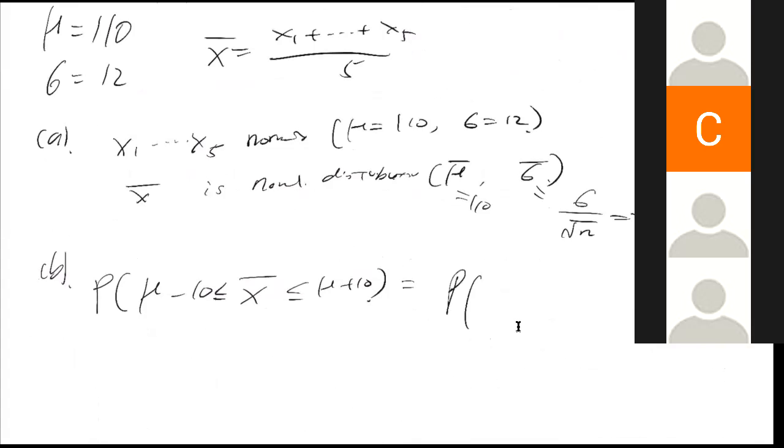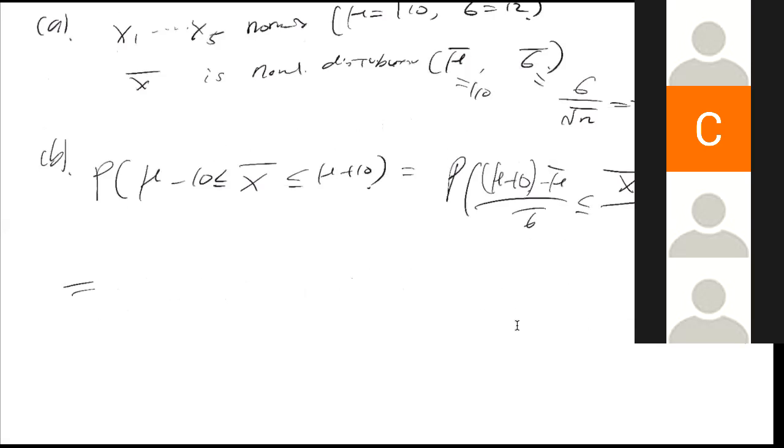A Z-score transformation is, we know that the variable becomes X minus mu bar divided by sigma bar. So on the left hand side, it's mu minus 10 minus mu bar divided by sigma bar, and on the right hand side, mu plus 10 minus mu bar over sigma bar. We know that mu and mu bar are the same. So at the end of the day, it will be just negative 10 divided by sigma bar, less than Z, less than 10 divided by sigma bar.